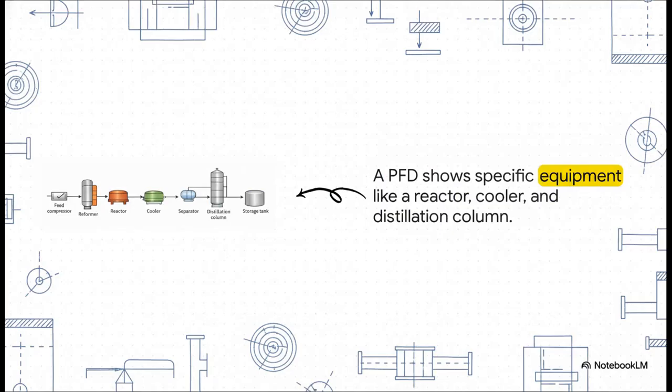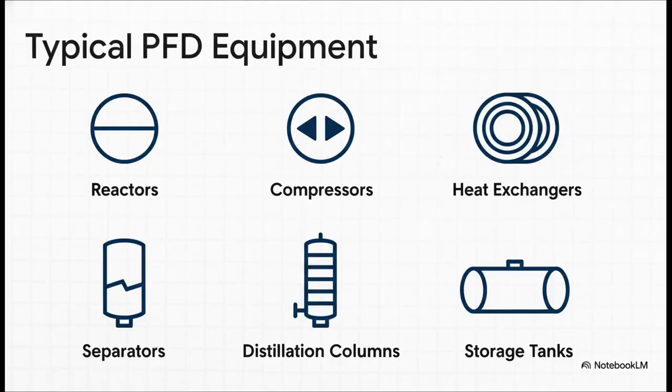Now, take a look at this. See the difference? We've got symbols for a compressor, a reformer, a reactor, a cooler, the whole shebang. This isn't just a concept anymore. This is starting to look like a real, buildable process. Yeah, on a PFD, you're going to find all the key players. We're talking reactors, where the magic happens, compressors to ramp up the pressure, heat exchangers to control the temperature, and things like distillation columns for purification. It's basically the cast of characters for our industrial play.